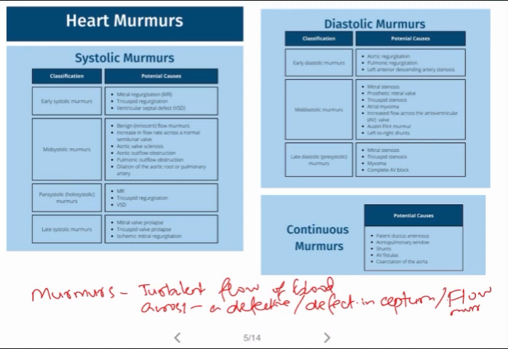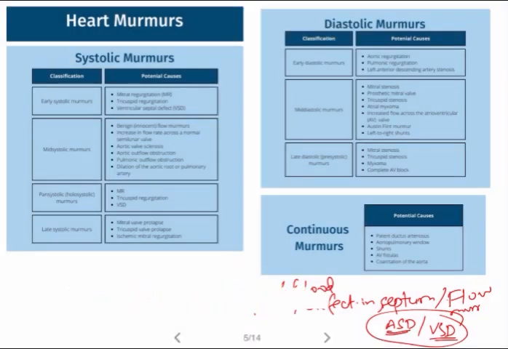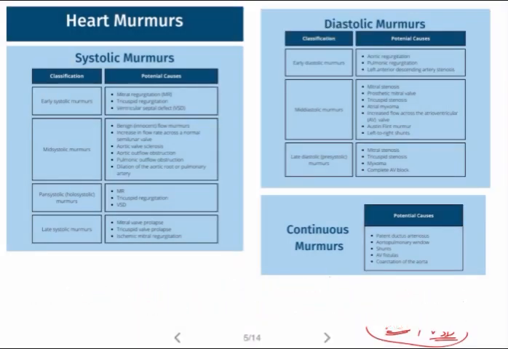So we have turbulent flow across a normal valve, which may be a flow murmur, or there can be a defective valve or a defect in the septum, like the atrial septum and ventricular septum. ASD and VSD are the two causes, atrial septal defect and ventricular septal defect. These are the septal defects usually come across. Right now we are dealing with systolic murmurs and diastolic murmurs as well as continuous murmurs.